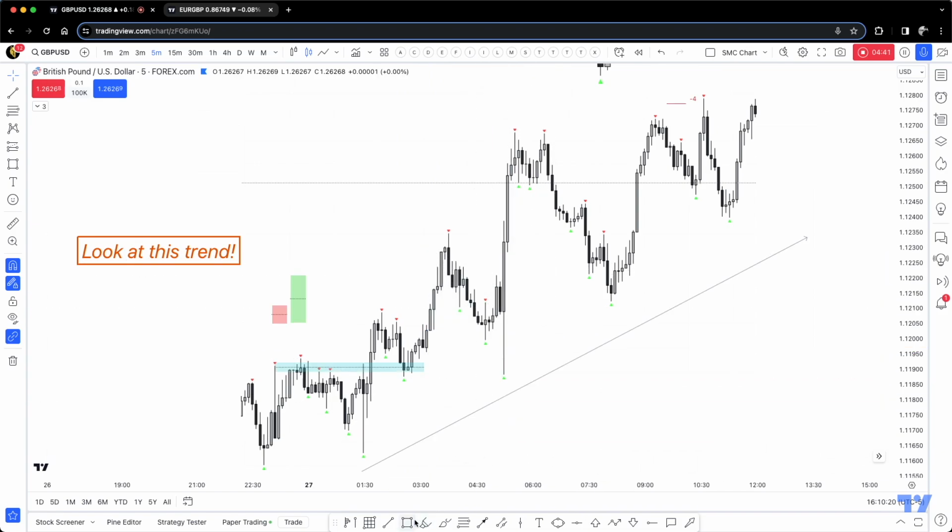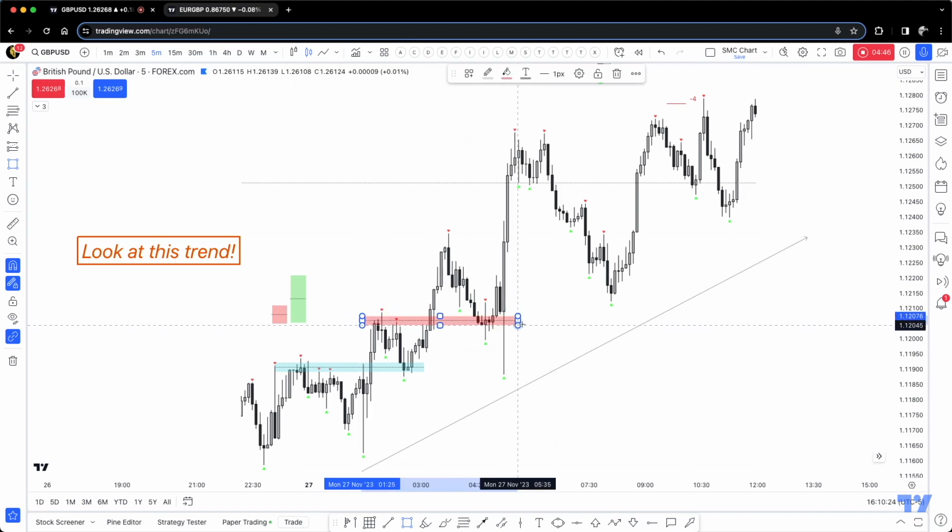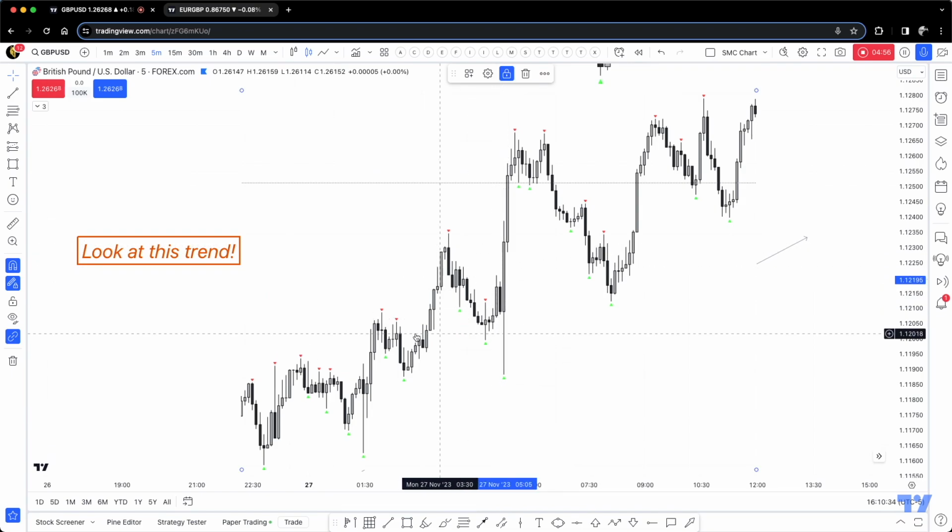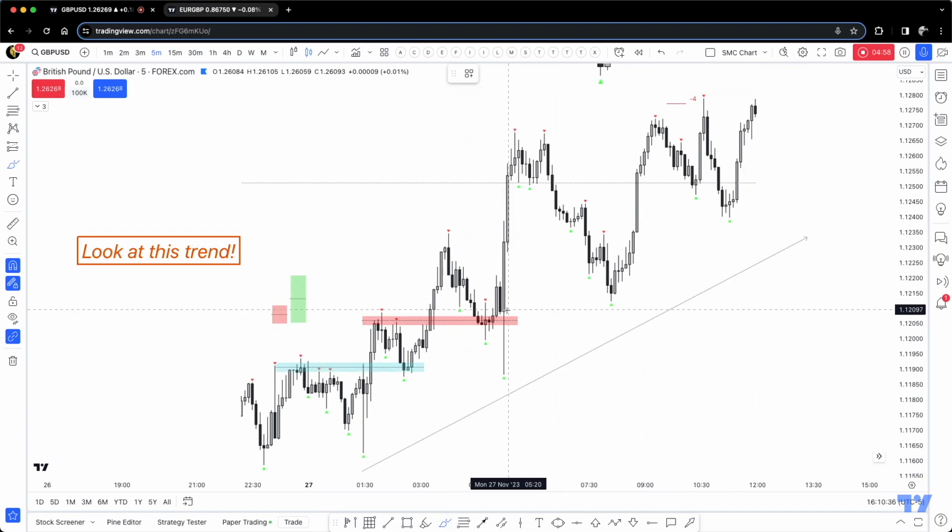What happened after that? Look at this. We have one more break of structure. Price is in this area, and let's see if we actually get a bullish engulfing. I'm guessing we had some news right here because price did push very strong.